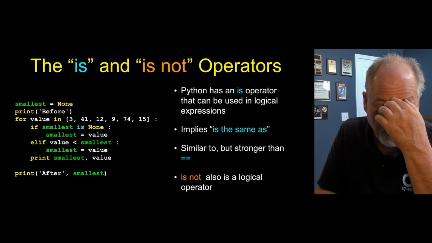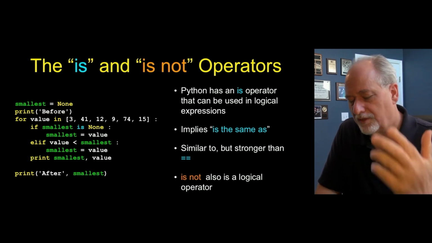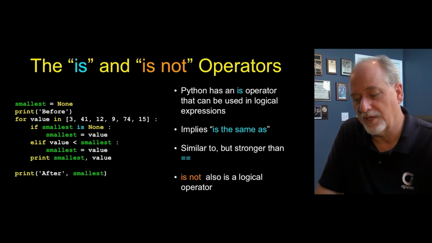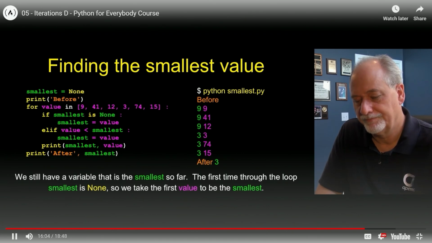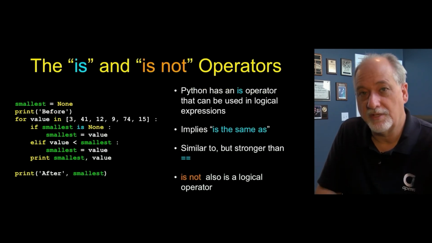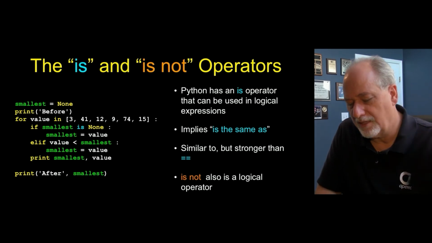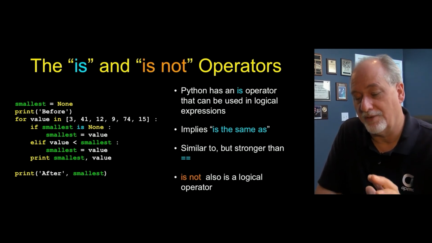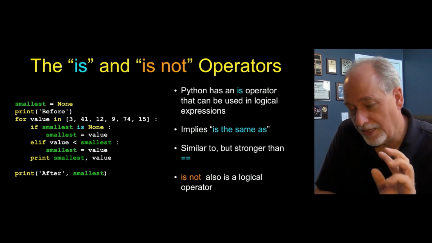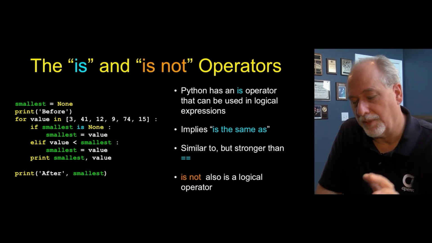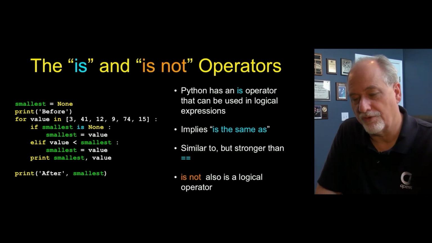Are very useful in Python. You can think of them as like the double equal sign. So the is and is not operators are very useful in Python. You can think of them as like the double equal sign. They're asking a question, and they return a true or a false.